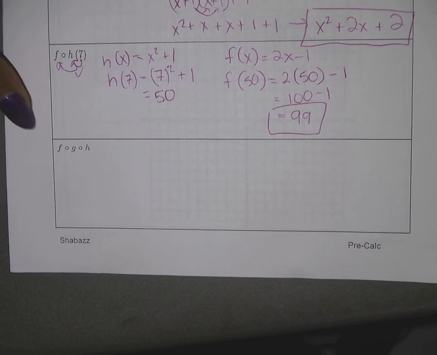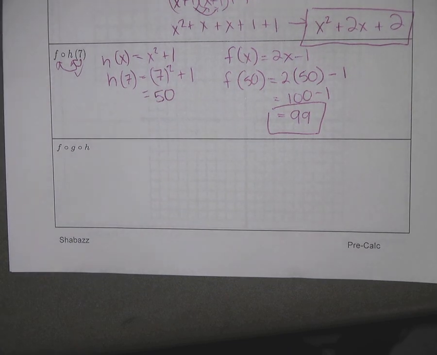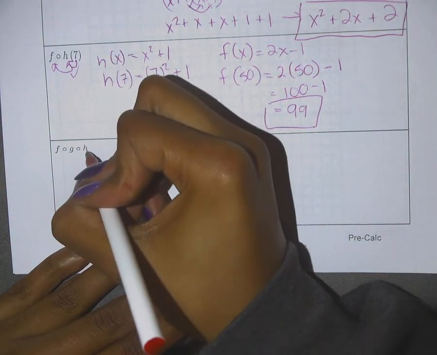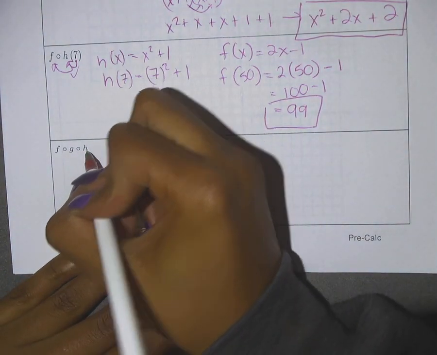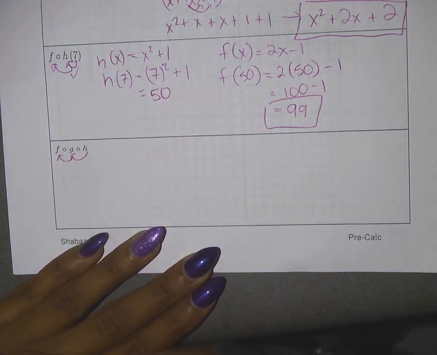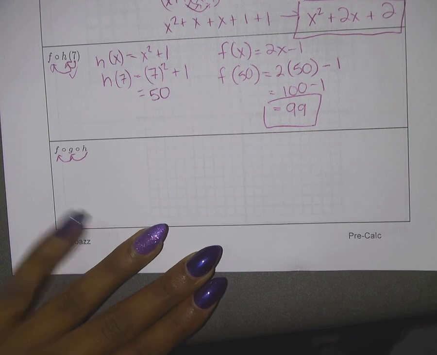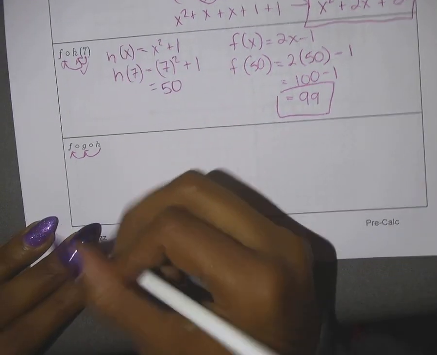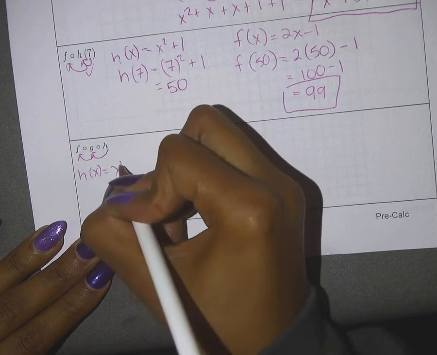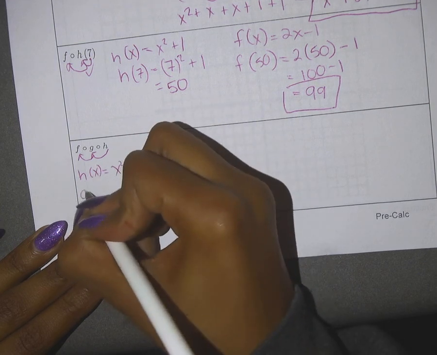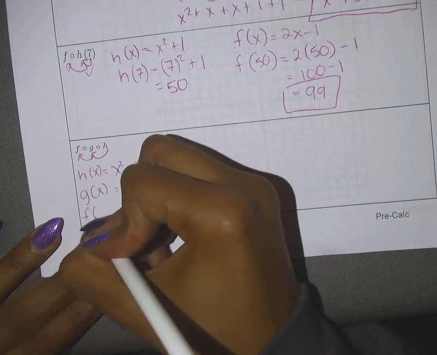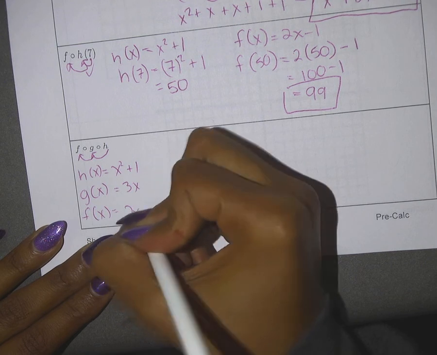All right, last but not least for composition of functions. Okay, so this tells me that h needs to go into g, and g has to go into f. All right, so let's go ahead. I'm just going to write out all my functions. h of x is x squared plus 1. We can do it. g of x is equal to 3x, and f is equal to 2x minus 1.